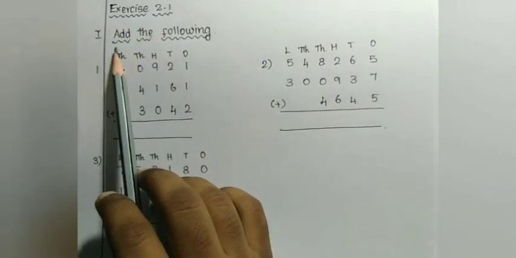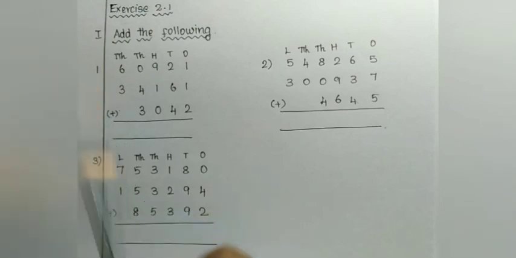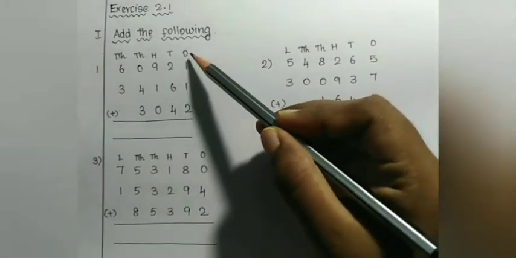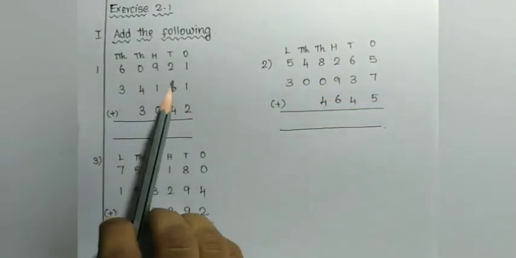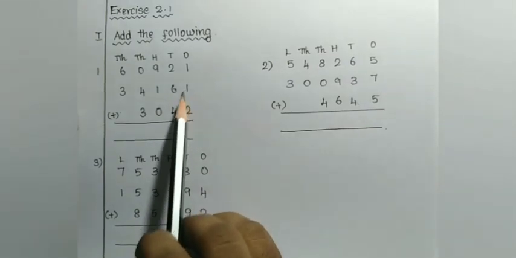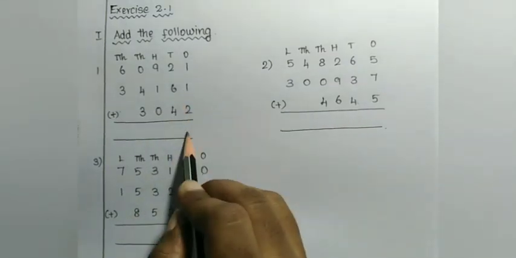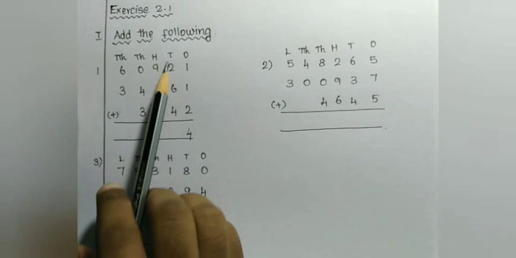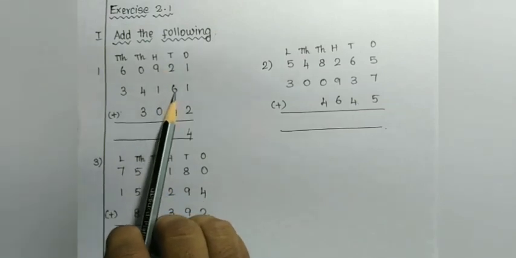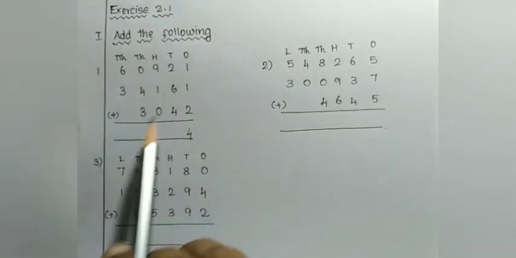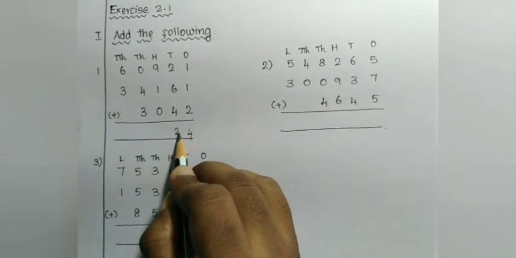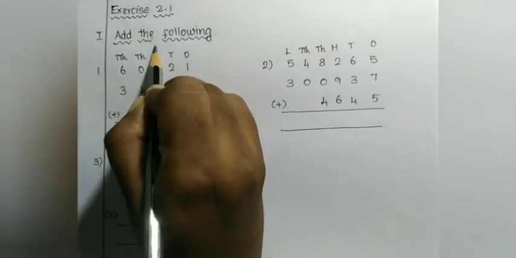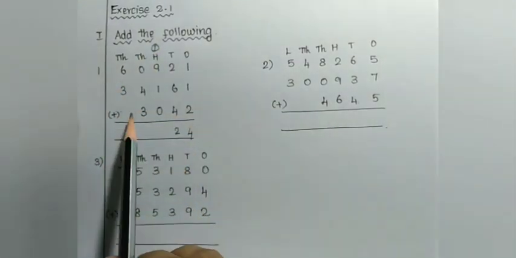Exercise 2.1. Add the following. First sum. So now we will go on to the ones position. So 1 plus 1 is 2. 2 plus 2 is 4. Tens position. 2 plus 6 is 8. 8 plus 4 is 12. 2 and 1 goes to the carryover of hundreds position.